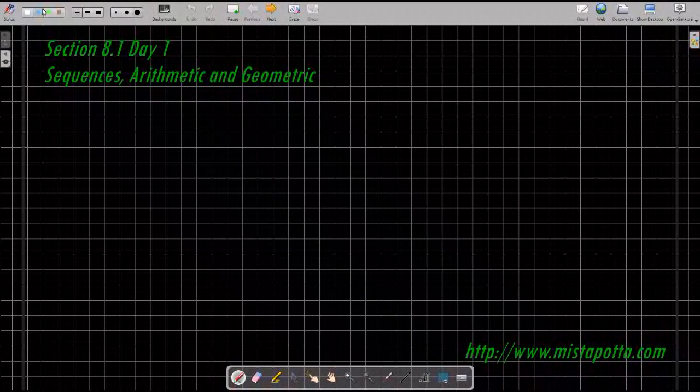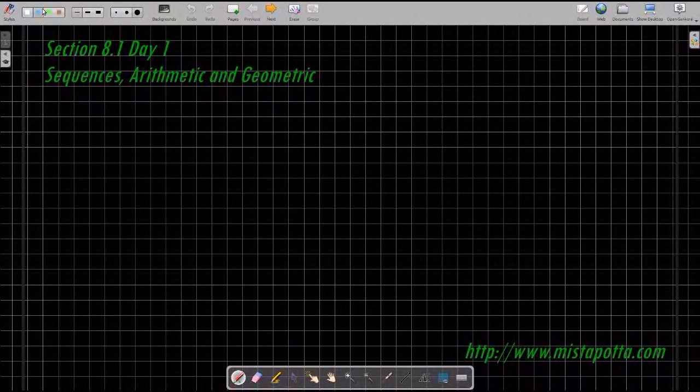This is Mr. Potter. What we're going to talk about in today's lesson is arithmetic and geometric sequences. This should be a review from pre-cal, but we're going to try and connect it to the limit ideas that we've just been talking about in the remainder of Chapter 8.